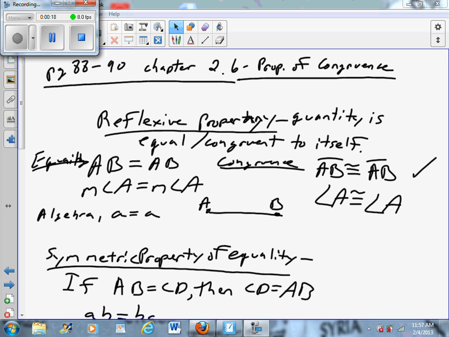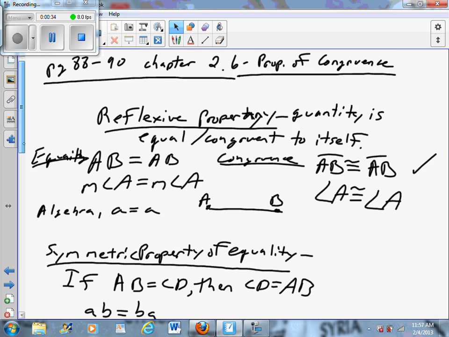The reflexive property, basically remember, that means any quantity is equal to itself. Got some examples on the board here of how that can work in terms of the geometric concepts as well as algebra. A is equal to A. Any numeric quantity is equal to itself. Any segment, any angle is equal to itself.